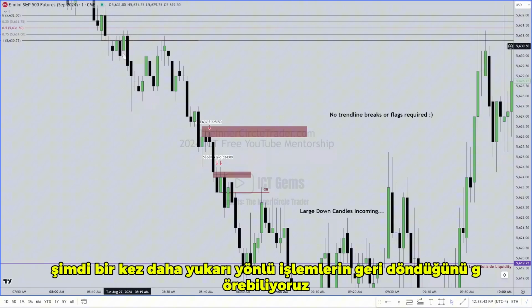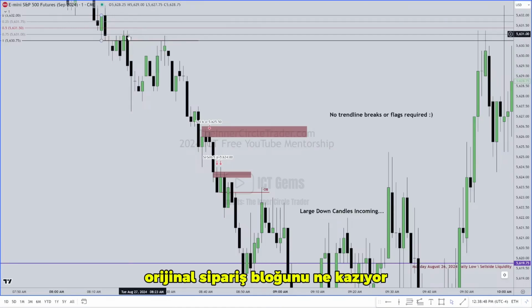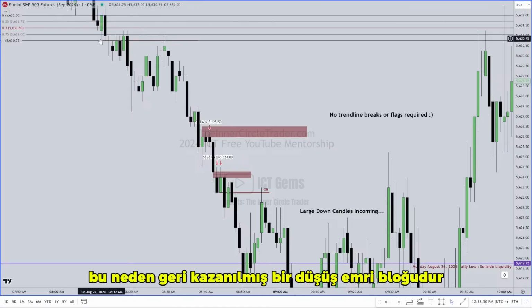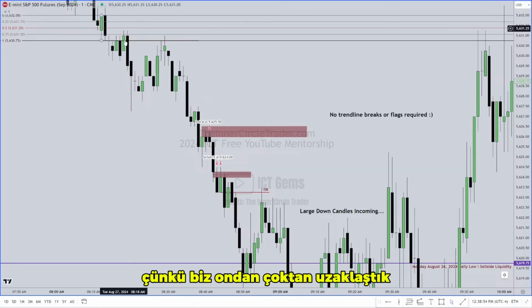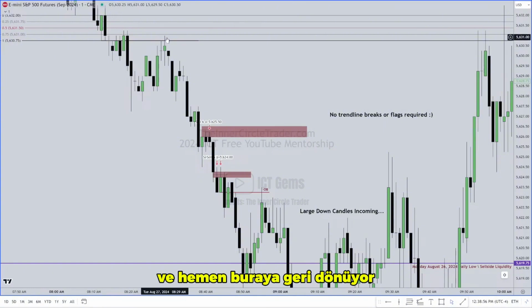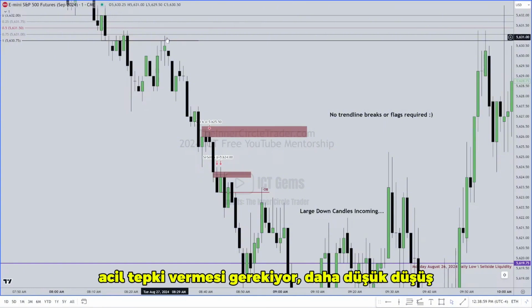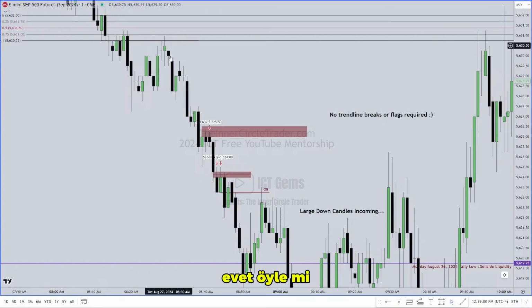At this moment, we can now see it goes back up, trades one more time. What is it digging into? The original order block. That is a reclaimed bearish order block. Why? Because we've already moved away from it and it's coming right back up into it here. It needs to show immediate response, drop lower. Does it? Yes, it does.